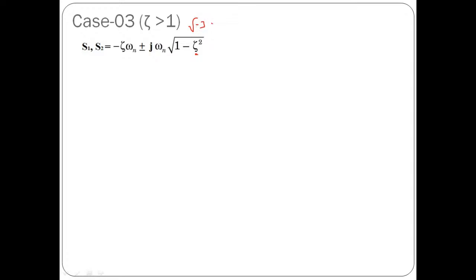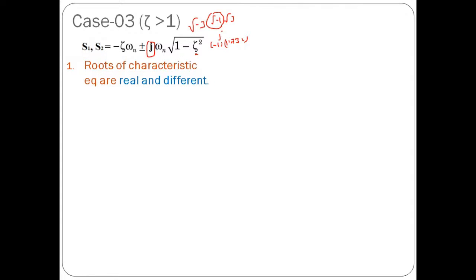Or I can write this as square root of minus 1 into square root of 3. Square root of minus 1 will be your j. So already we have a j component over here. So this j multiplied, it will be minus 1 into square root of 3, that will be 1.7321. So ultimately, if you apply that logic, you can find out that in this case, the roots of the characteristic equation are real and different.